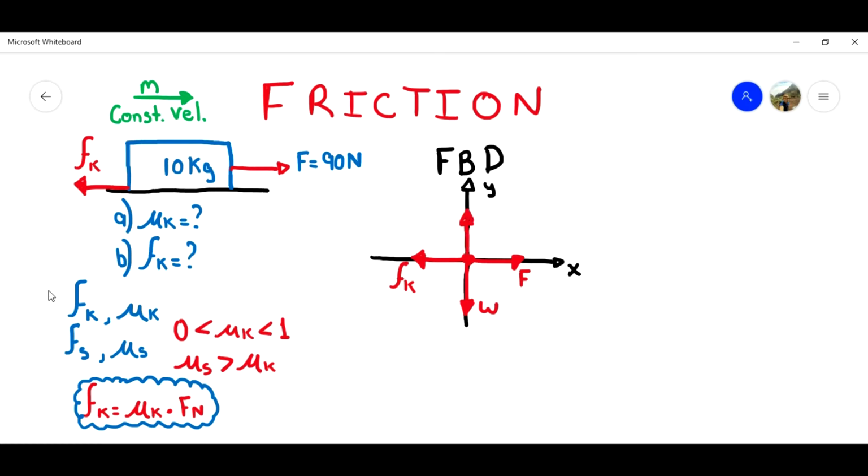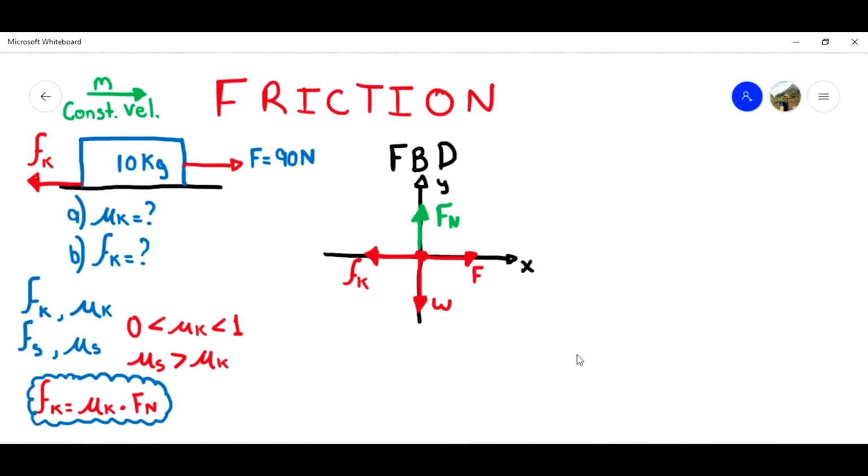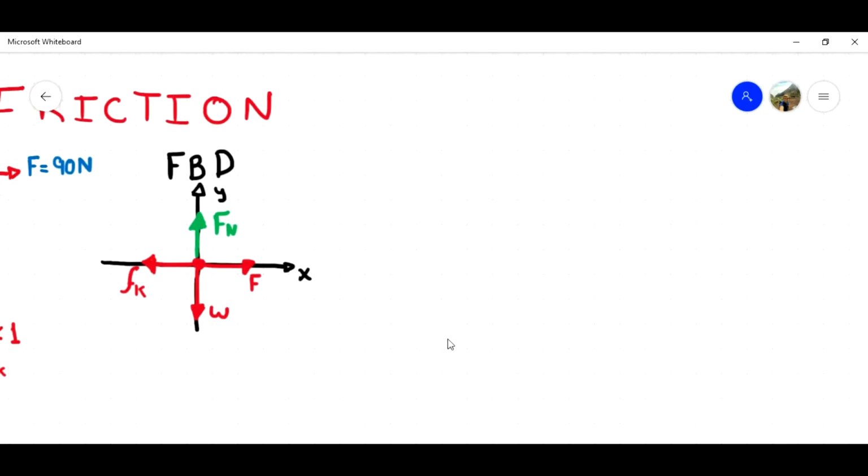Something like this. Oh, I forgot the normal force, usually I draw it with green color. Normal force. And one important thing, remember that all forces must be over the axis. So all the forces you see are over the y-axis and the x-axis. Okay, so let's start with the analysis.